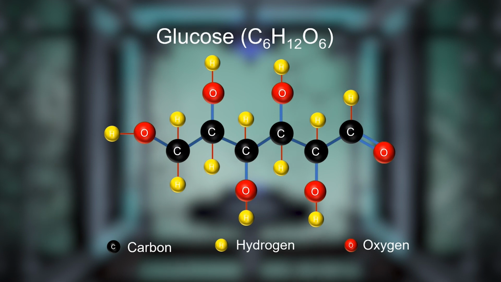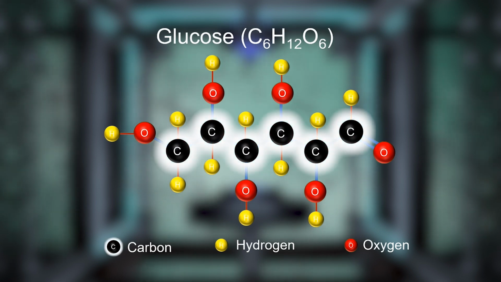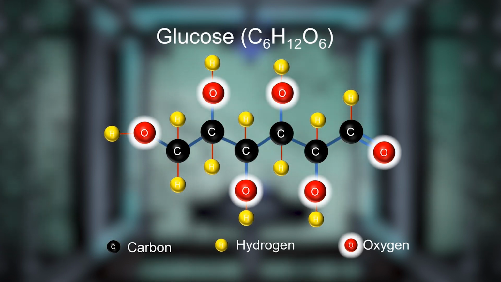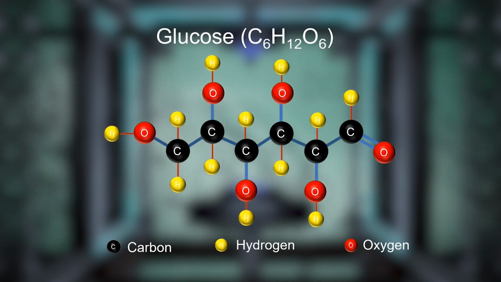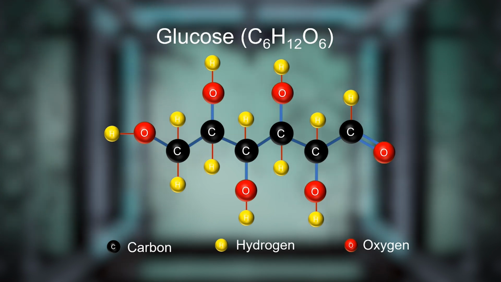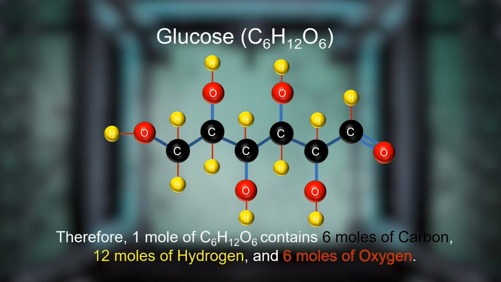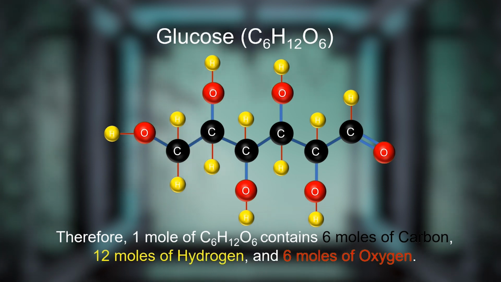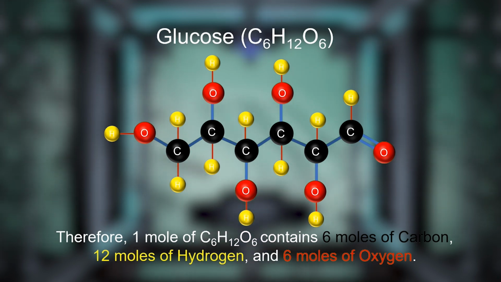1 mole of glucose, or C6H12O6, contains 6 atoms of carbon, 12 atoms of hydrogen, and 6 atoms of oxygen. In 1 mole of glucose, there are as many moles of each element as the atoms in a molecule of a compound. Therefore, 1 mole of C6H12O6 contains 6 moles of carbon, 12 moles of hydrogen, and 6 moles of oxygen.